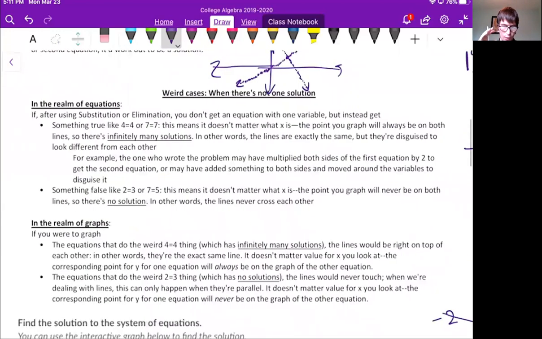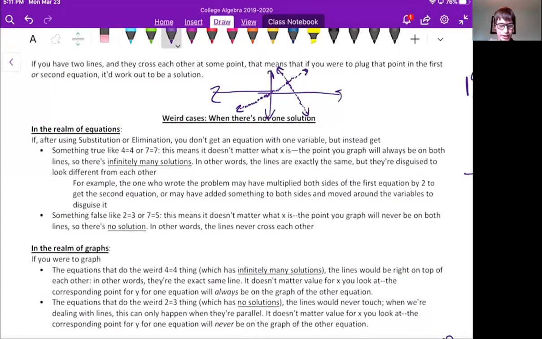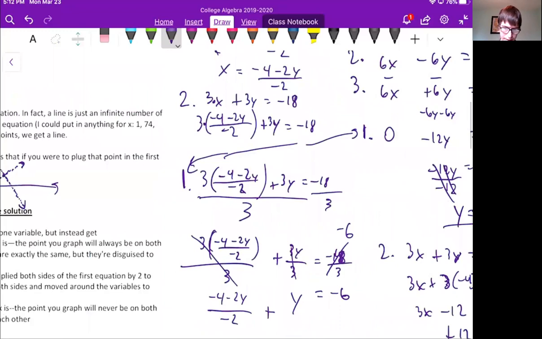Okay, cool. One more thing. Sometimes there's not one solution. Sometimes we get really weird cases. Sometimes after you do a substitution or elimination, you get something really strange, like 4 equals 4 or 7 equals 7. And what that means is that it doesn't matter what y is, it doesn't matter what x is. You're always going to have a solution. There's a bunch of solutions, even infinitely many solutions.